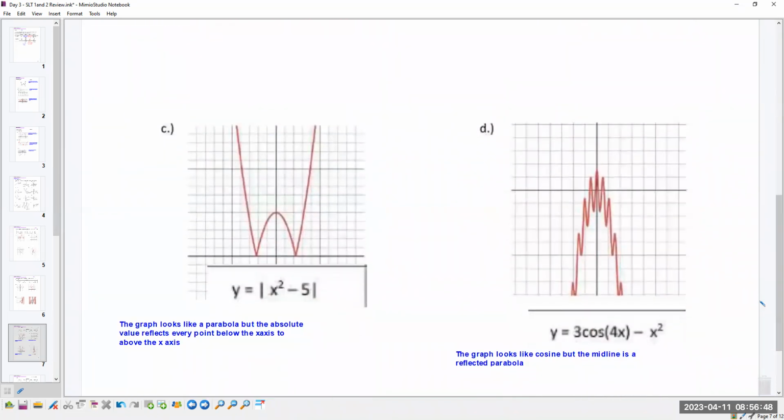All right, for letter C, this one was not so bad. It looked like a parabola. It has no negative y value, so I knew it was the absolute value of x squared minus 5. In my sentence: the graph looks like a parabola, but the absolute value reflects every point below the x-axis to above the x-axis. Okay, so again, just like letter B, I looked at letter D and I see it must be some kind of sine or cosine, but the midline looks like an upside down parabola, hence the minus x squared. So the graph looks like cosine, but the midline is a reflected parabola.